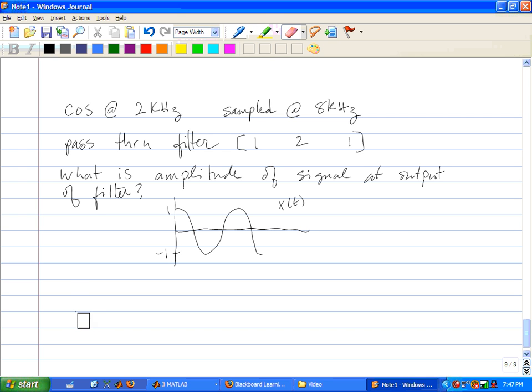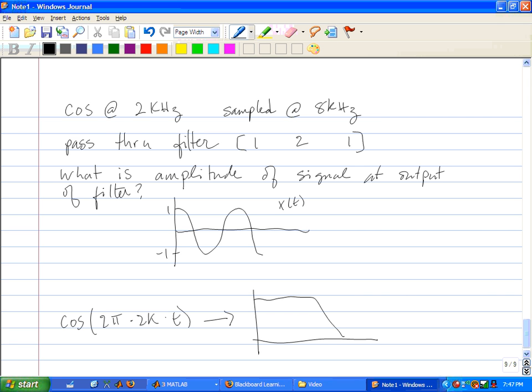If this problem were in the analog domain, if I gave you a cosine of 2 pi 2kt, and I ran that through a filter that had some value, and then I asked you, what's the amplitude of my output? How would you figure that? Forget about the digital business for a second. We're just talking about continuous time analog electronics.